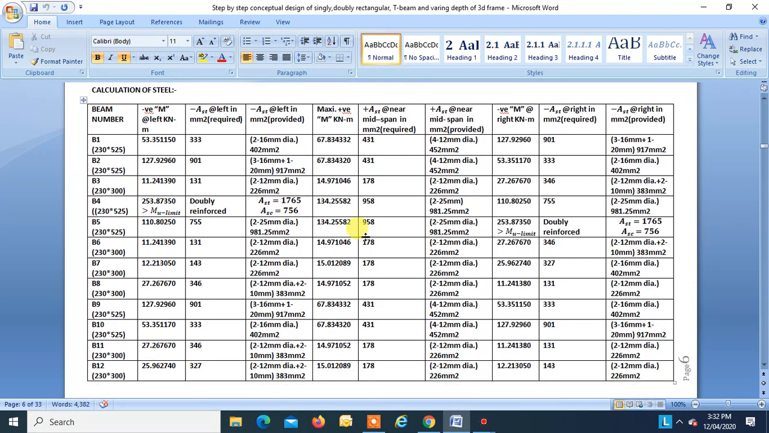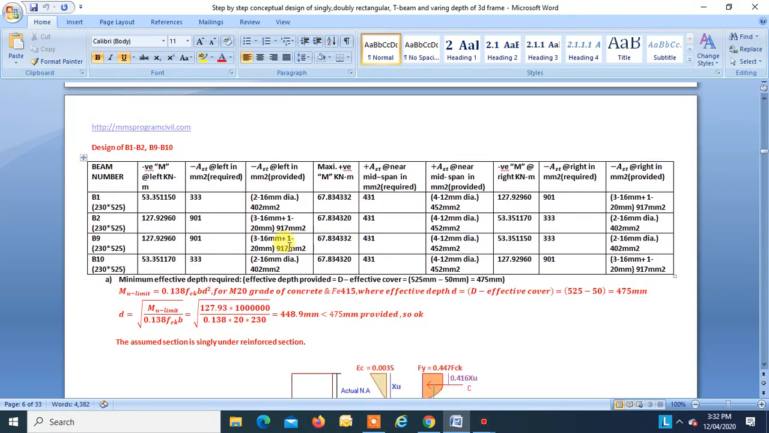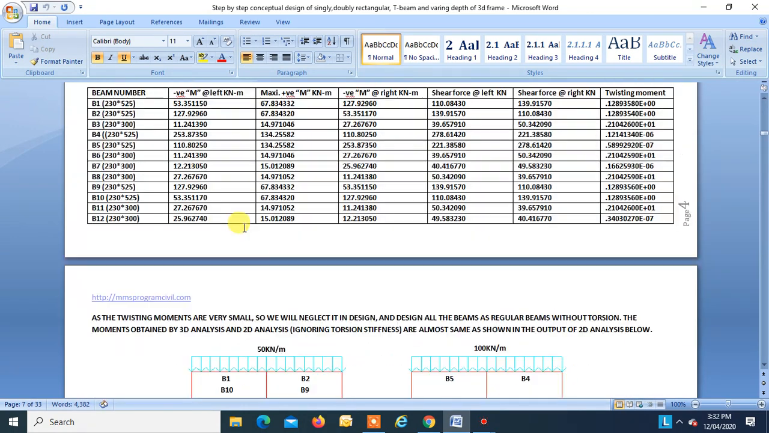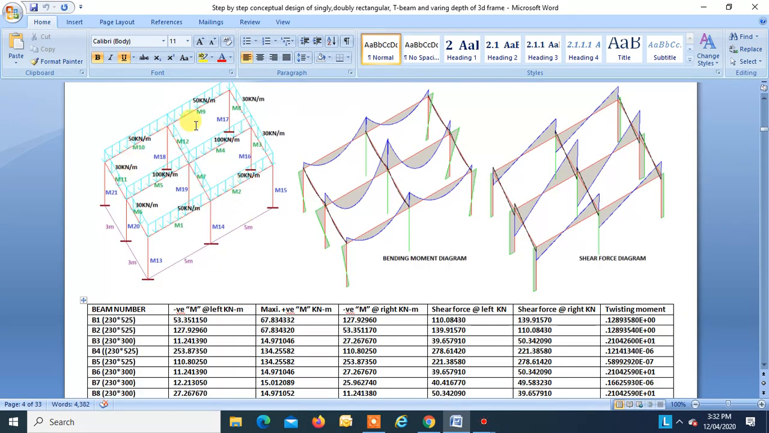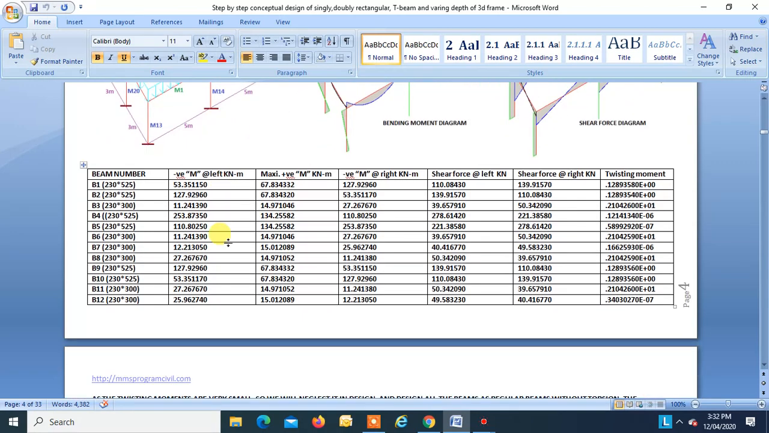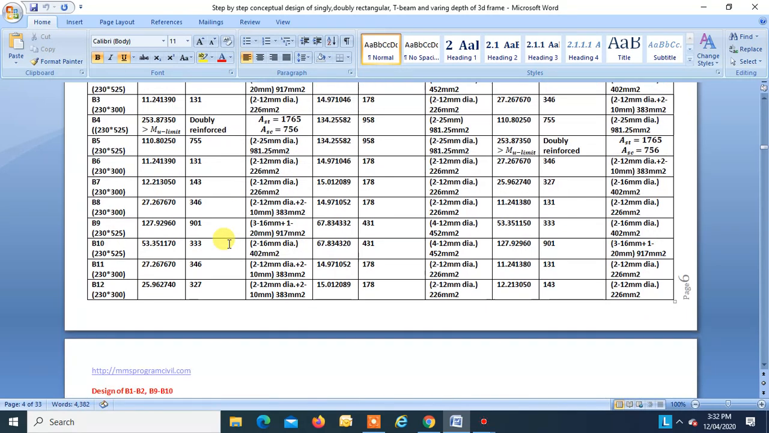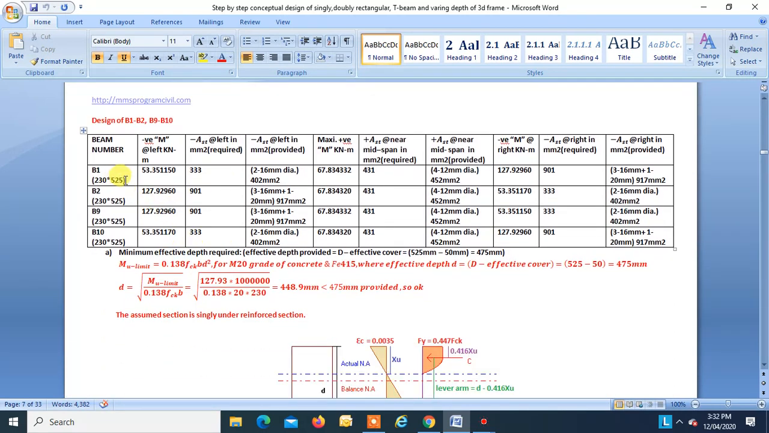Now we will start the design of beam. So first we will take design of B1, B2, B9, B10, that are these beams. B1, B2, B10 and B9. These are identical, so we are taking them together. So beam number, their sizes, negative moment at left hand support, steel required, steel provided, positive moment near the midspan, steel required, steel provided, negative moment at the right hand support, steel required, steel provided. So this is how we find the longitudinal steel.